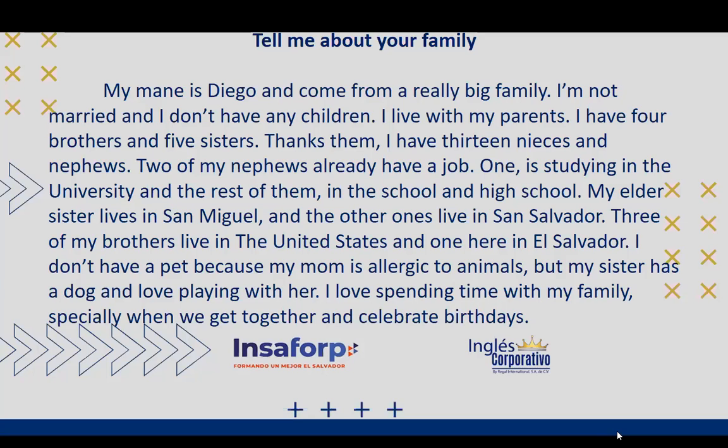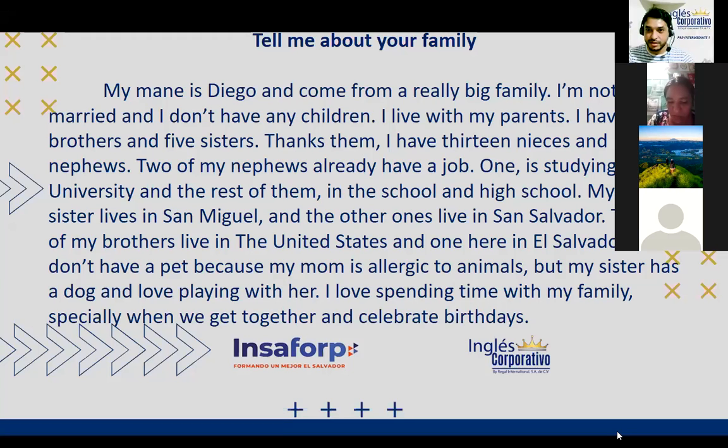I don't have a pet because my mom is allergic to animals, but my sister has a dog and I love playing with her because she's a girl, she's a she-dog. I love spending time with my family, especially when we get together and celebrate birthdays. So that was my example. You can talk about any family member that you have.